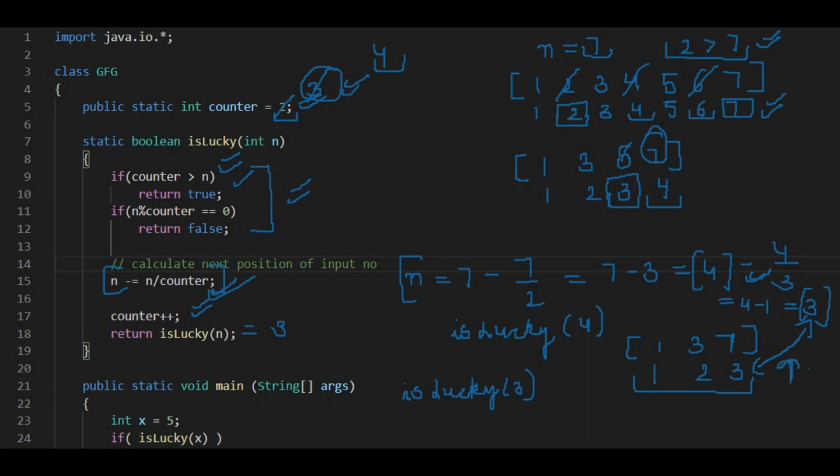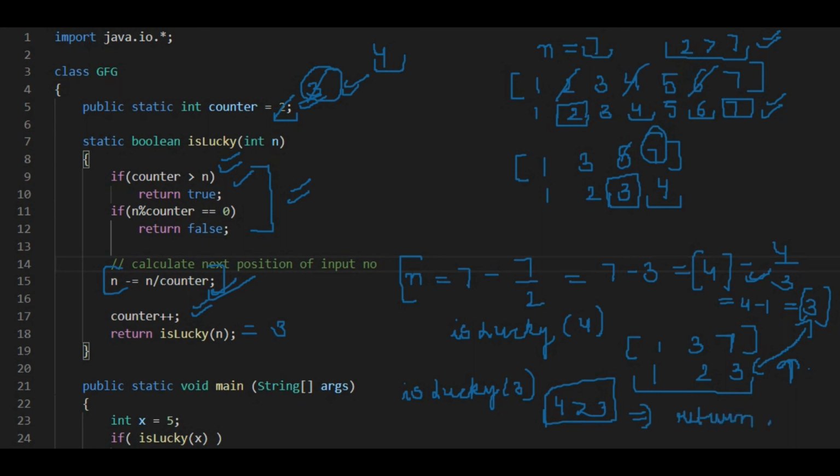Even we cannot delete one element from the array. So we have reached this condition that if counter is greater than n, return true. That means if 4 is greater than 3, at this point counter is 4 and n is 3 that we have passed, so it will return true.